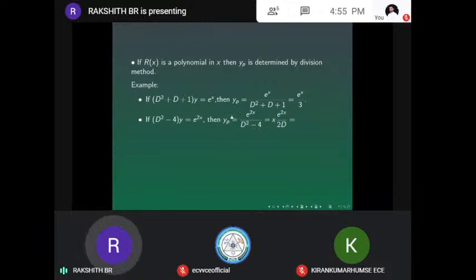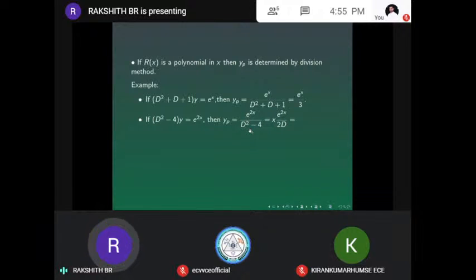If you want to determine yp, since r of x is of the form e power ax, just replace D by 2. If you replace D by 2 in this case, the denominator term will be 2 square, that is 4, and 4 minus 4 is 0. So you are getting f of 2 as 0. If f of a is 0, then you need to pay a penalty. That means you need to differentiate the denominator term.